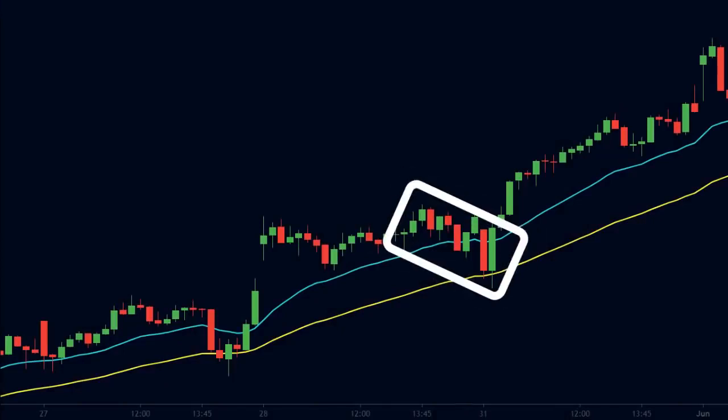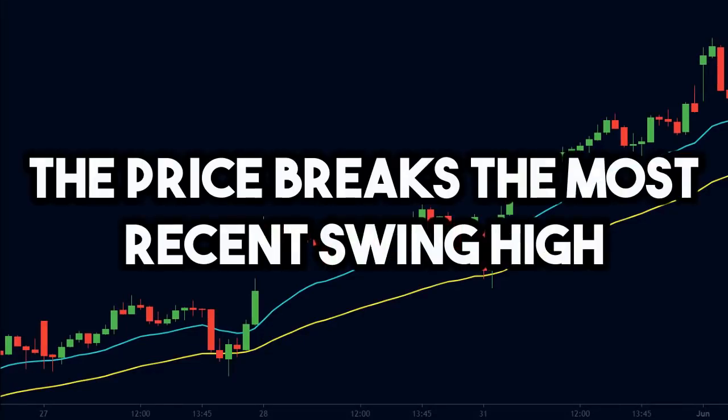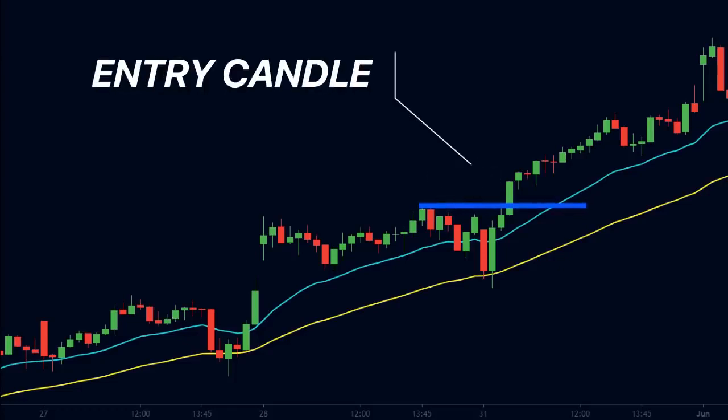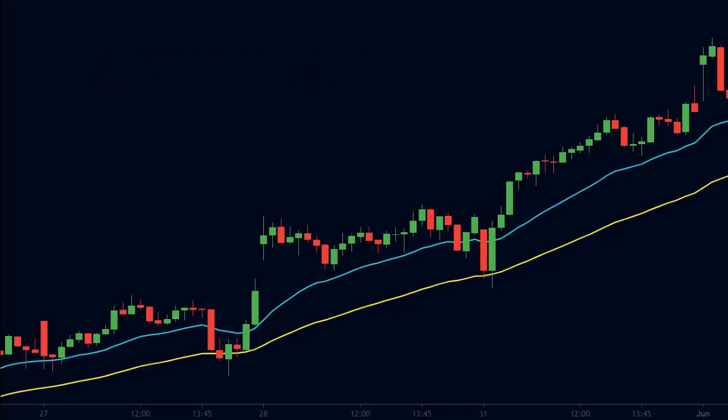After identifying the pullback, we want the price to resume the existing uptrend. A solid evidence of the trend continuation occurs when the price breaks the most recent swing high and creates a new high. When we see a candle close above the most recent swing high, then that candle becomes our entry candle. We will enter on that candle.